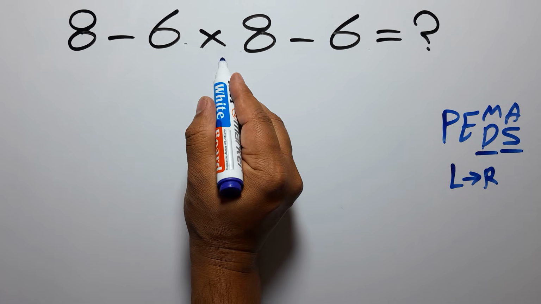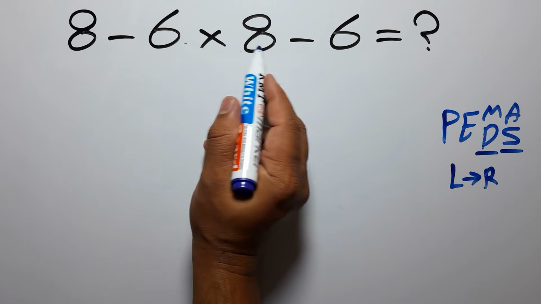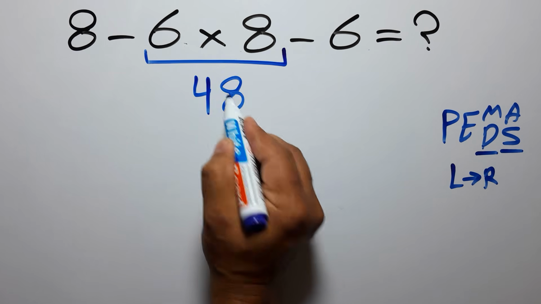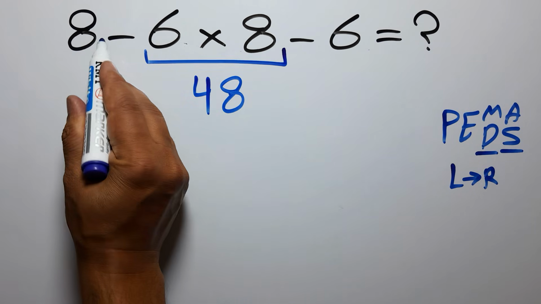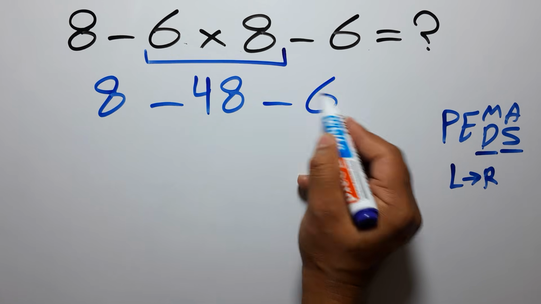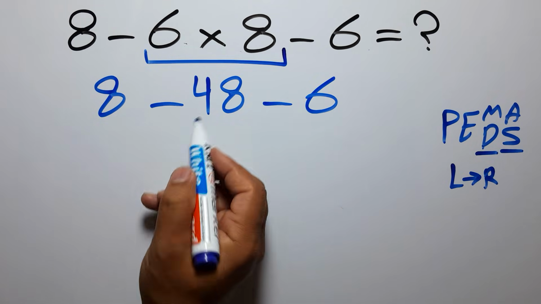So first we have to do this multiplication. 6 times 8 gives us 48. So we have 8 minus 48, then minus 6. Now we have to do this subtraction.